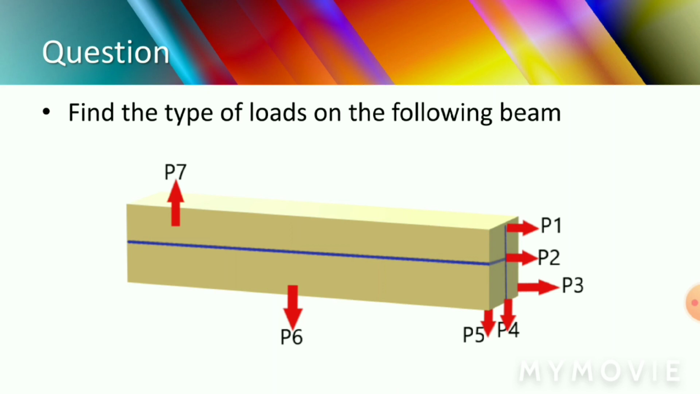P5 is also a shear load. Why? Because it is acting parallel to the cross section, but it is not passing through the vertical axis. That's why P5 is an eccentric transverse shear load, ETSL. P6 and P7 loads are also acting parallel to the cross section, but not passing through the central vertical axis. That's why P6 and P7 are also eccentric transverse shear loads.